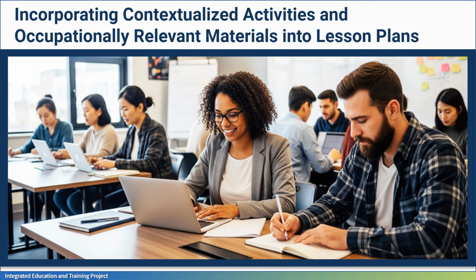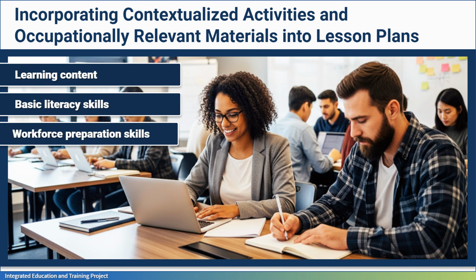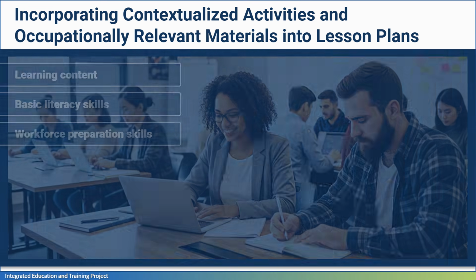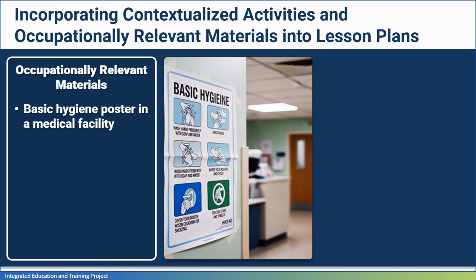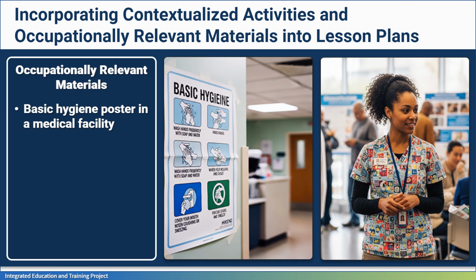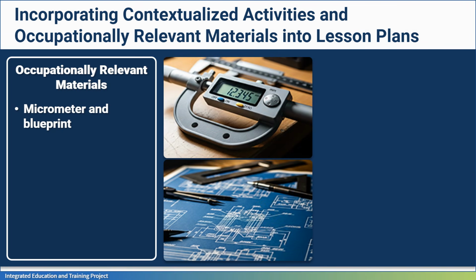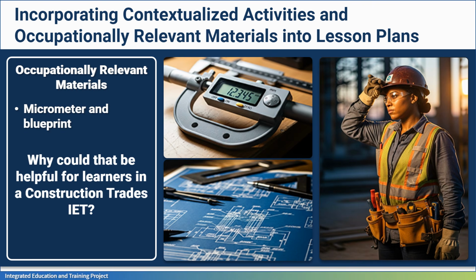Occupationally relevant activities and materials also support learning content, basic literacy skills, and workforce preparation skills. One example of an occupationally relevant material might be a basic hygiene poster used in a medical facility in which a nurse aide would work. Take a moment to think about why that could be helpful for learners in a nurse aide IET. Another example might be a micrometer and blueprint, which someone in construction trades would use. Take a moment to think about why that could be helpful for learners in a construction trades IET.